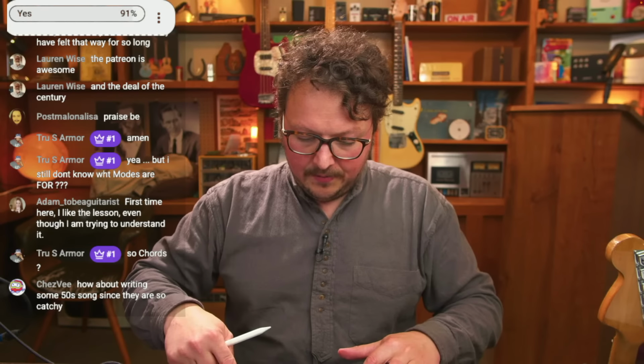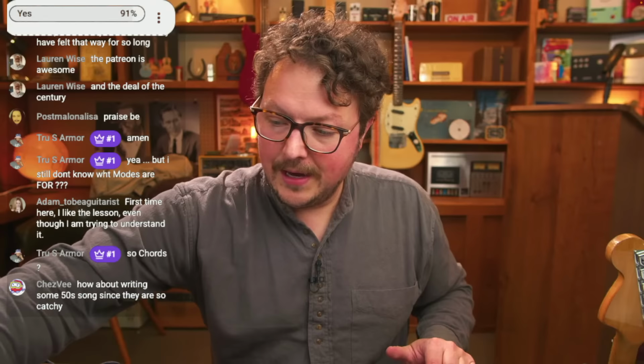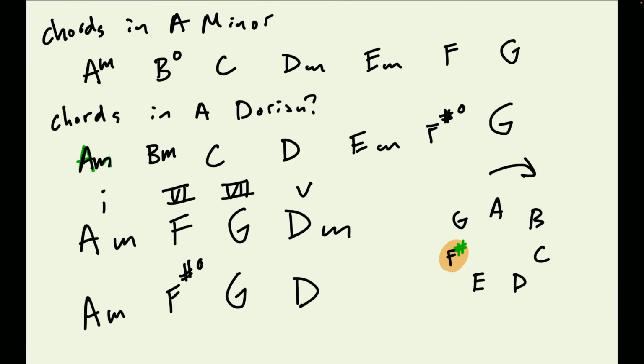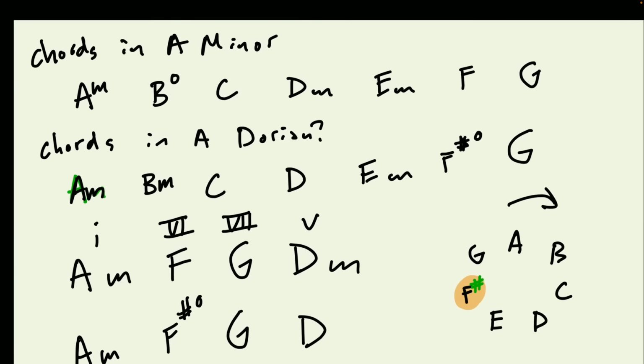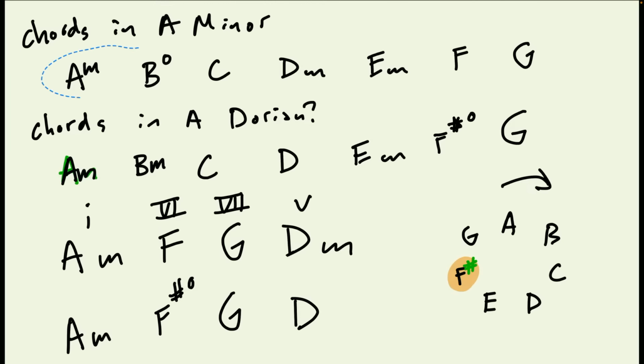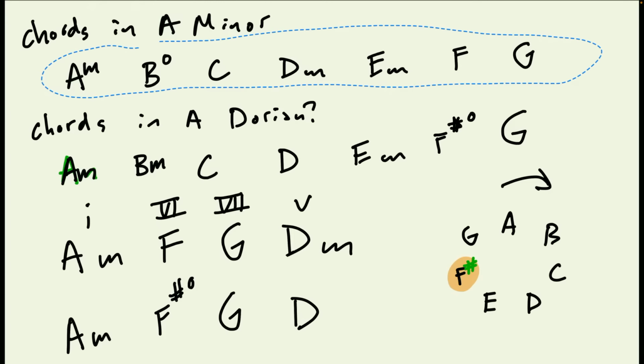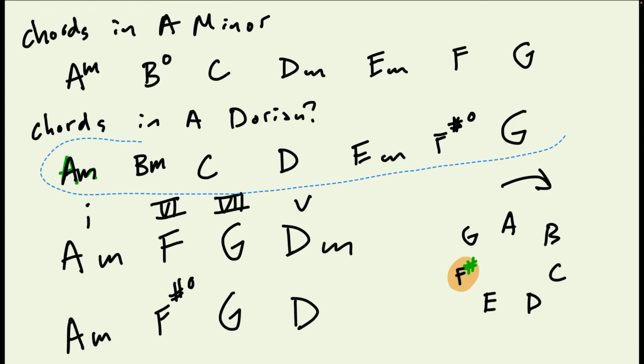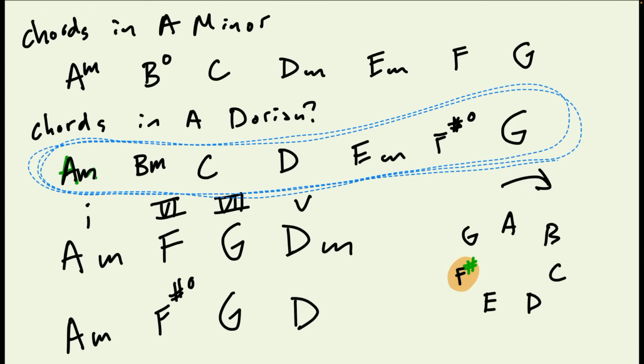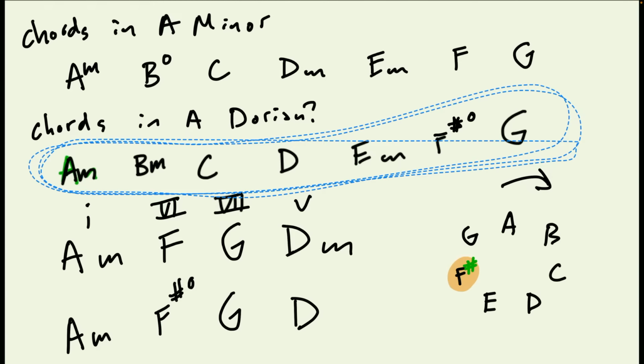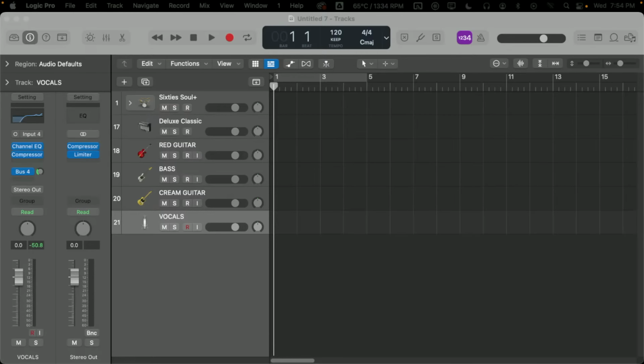So if we're talking about the, let's go back here for a second. If these are the chords in the key of A minor, and these are the chords in A Dorian, maybe I will write a piece of music comparing the two. That sounds kind of fun. And I could do that pretty quickly by using a keyboard. That's fun. Let's try this.